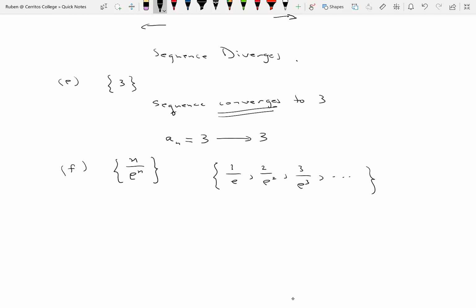You see, the terms in a sequence, if you graph them in 2 dimensions, are dots. If you were to graph the terms in this sequence in the xy plane, you'd be looking at literally a sequence of dots. 1 over e, 2 over e squared, 3 over e cubed, n equals 1, n equals 2, n equals 3, n equals 4, n equals 5. And you can't take the derivative of a dot.